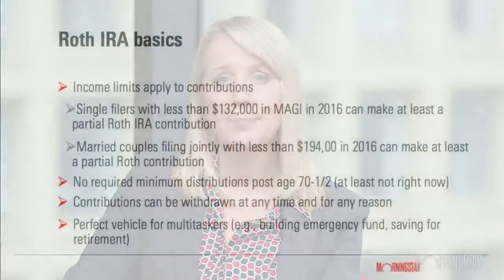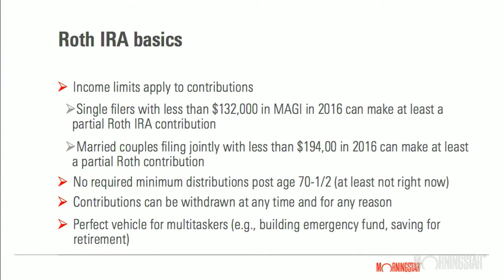Just a quick overview of Roth IRAs. One thing to keep in mind is that income limits may apply to contributions. So for single filers in 2016, in order to make at least a partial Roth IRA contribution, you'd need to have had less than $132,000 in modified adjusted gross income. For people who are part of a married couple filing jointly, your modified adjusted gross income would need to be less than $194,000 for you to be able to make at least a partial Roth IRA contribution.